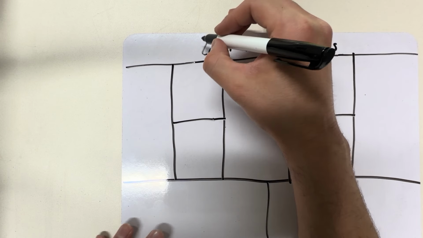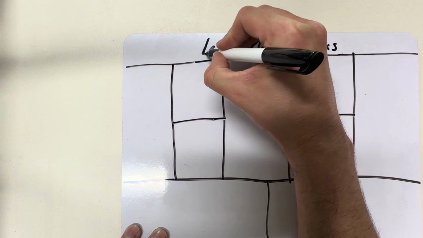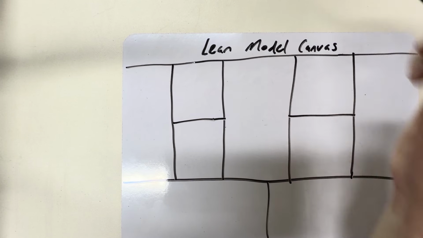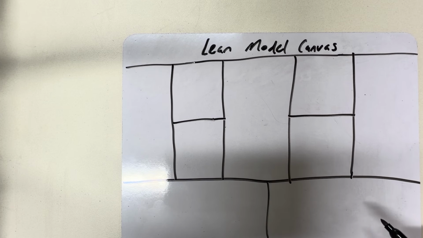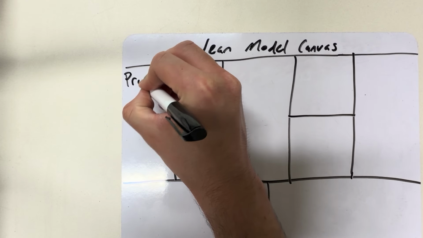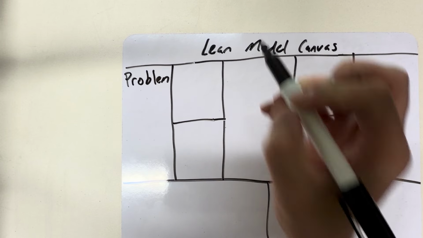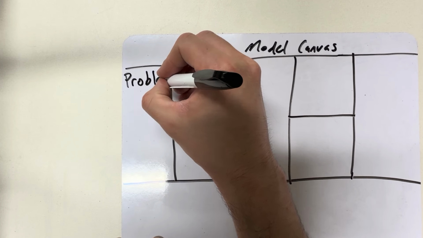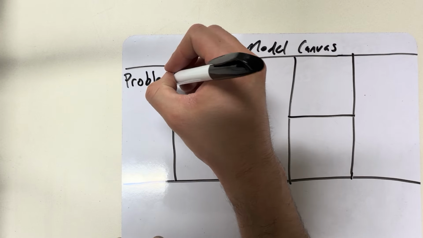So the lean model canvas identifies every aspect of your business, all the way from the problem that you're solving to the channels where you can reach the customers that have that problem. Okay. So the first step is to identify the problem. Like, what is the problem that you're trying to solve? Can you easily identify that?